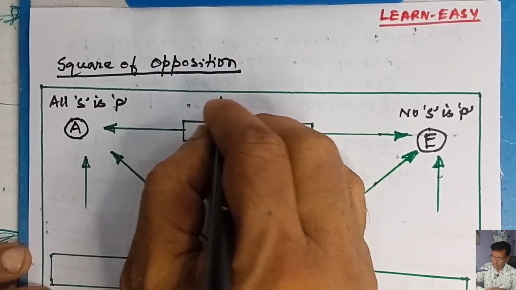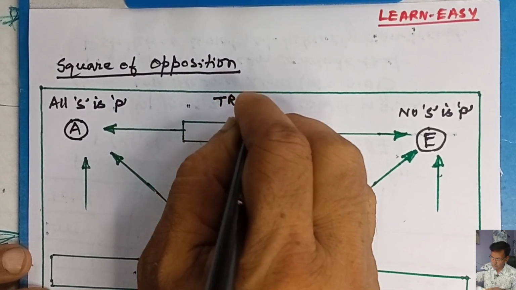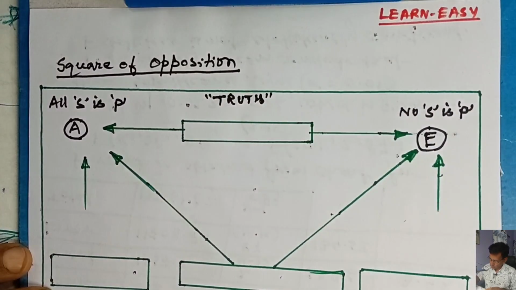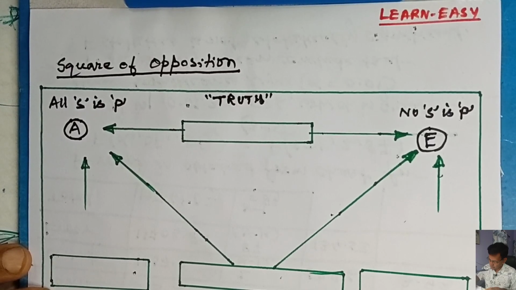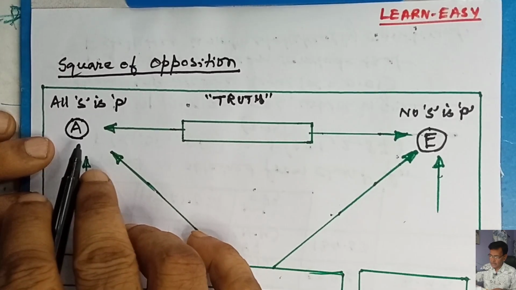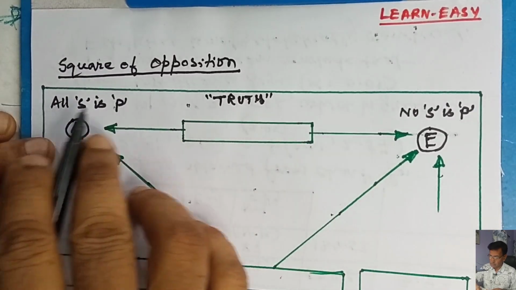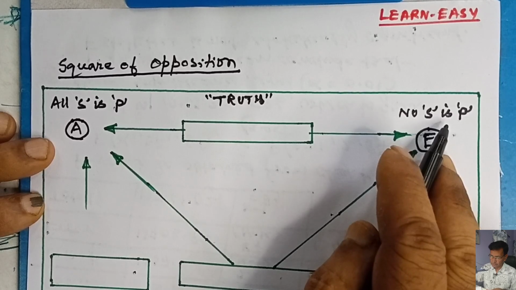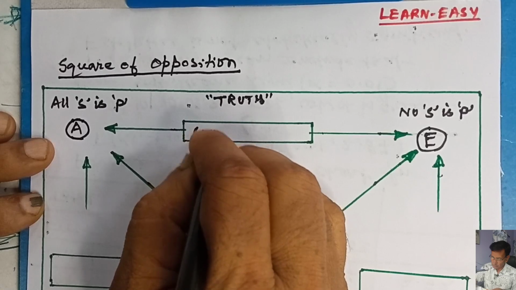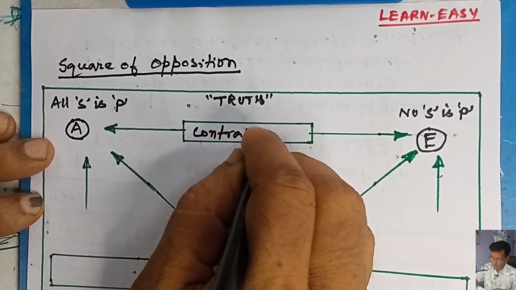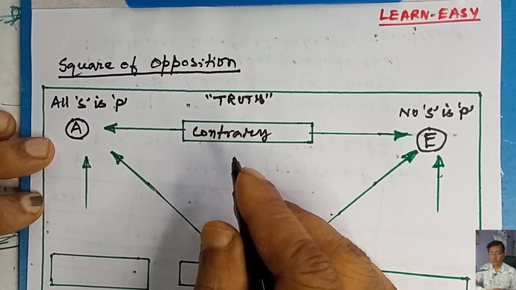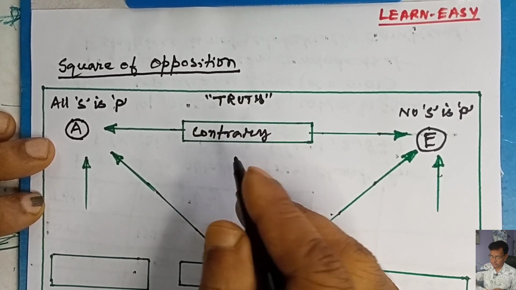This upper side is truth portion, and the lower side is false portion. Relation between A and E, that means all S is P and no S is P, is contrary. In contrary, both cannot be true, but both can be false.